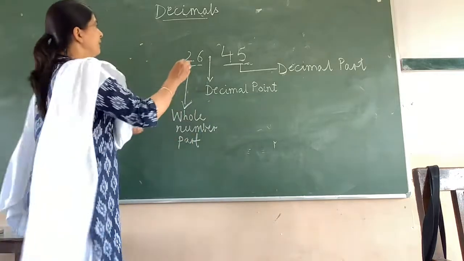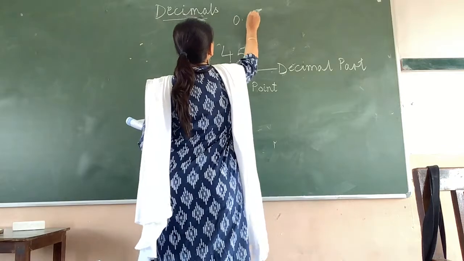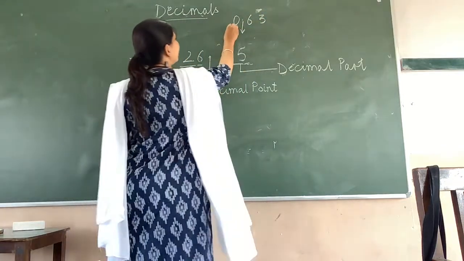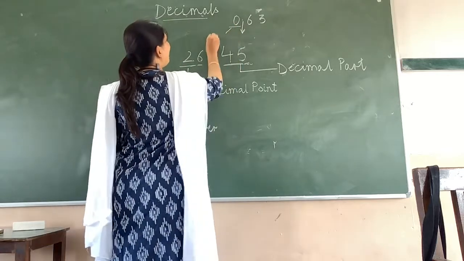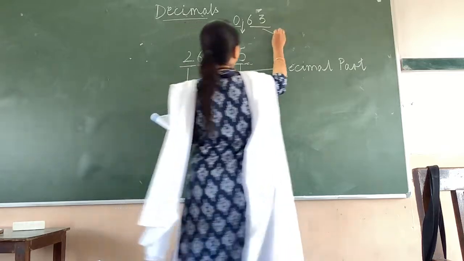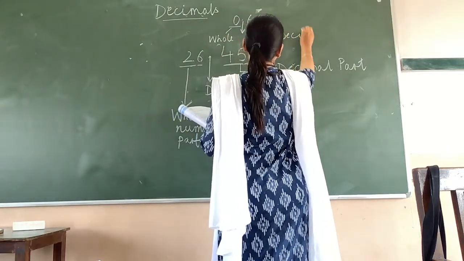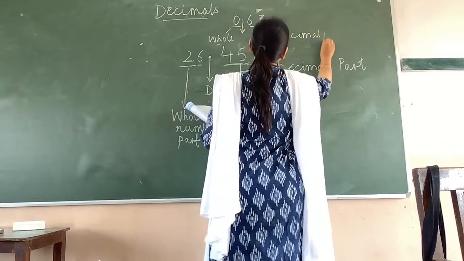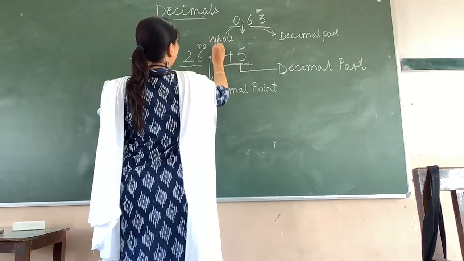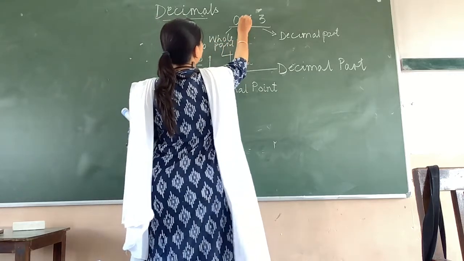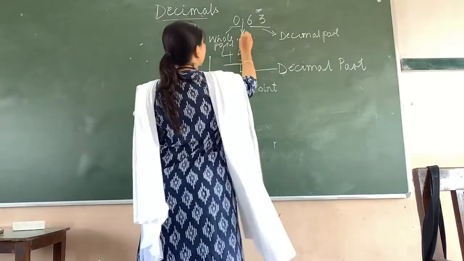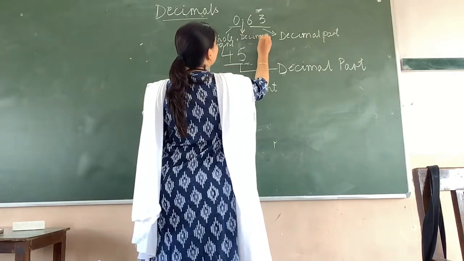Like here, 0.63 is written. So this is the decimal point. This is the whole number part, and this is the decimal part. And what is this point that is put between the numbers? It is called the decimal point.